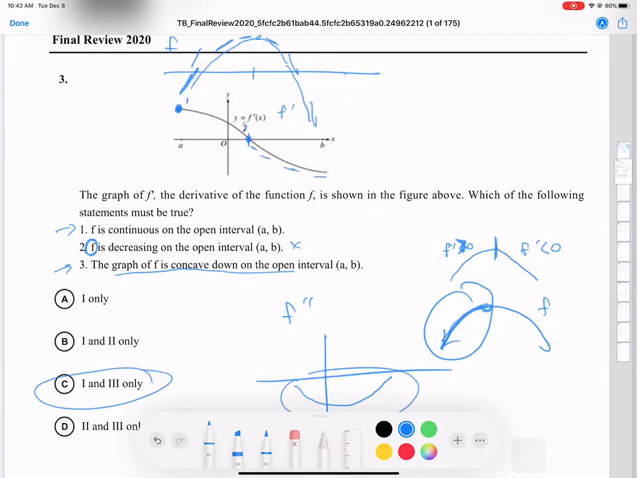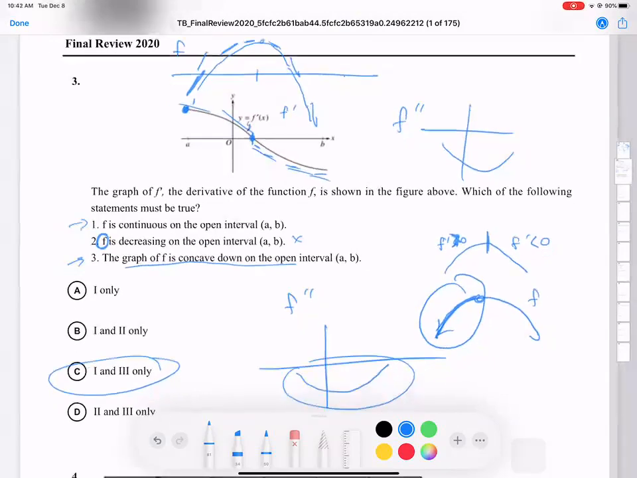And if you look at the overall f graph, this is concave down. But we can see that as this graph is negative, negative, negative, negative, f prime's derivative is all negative. So this is all concave down. It's a mindset, this stuff.